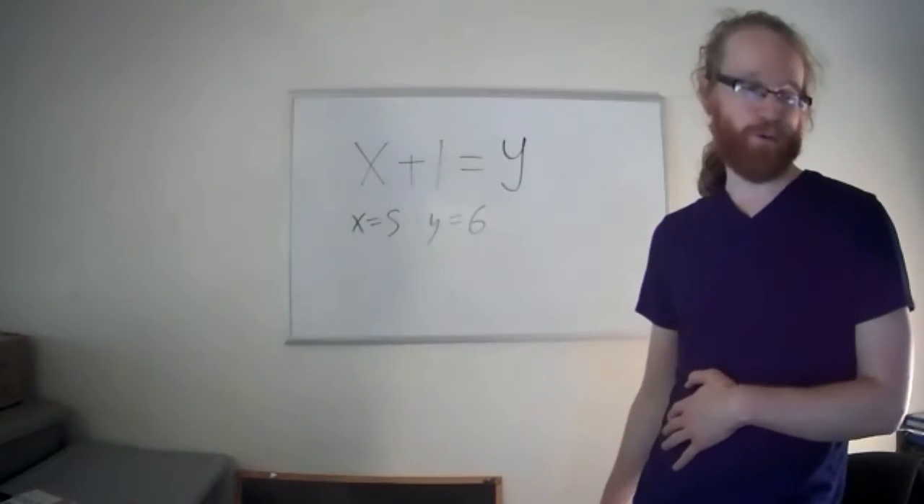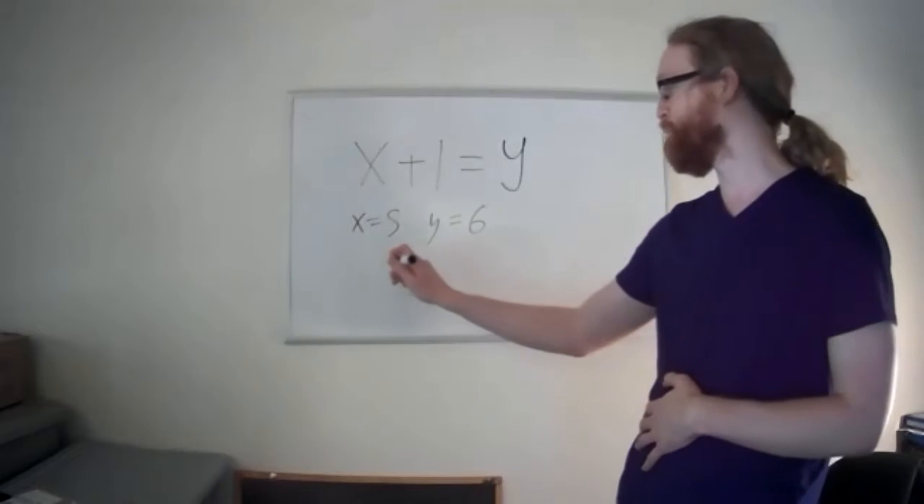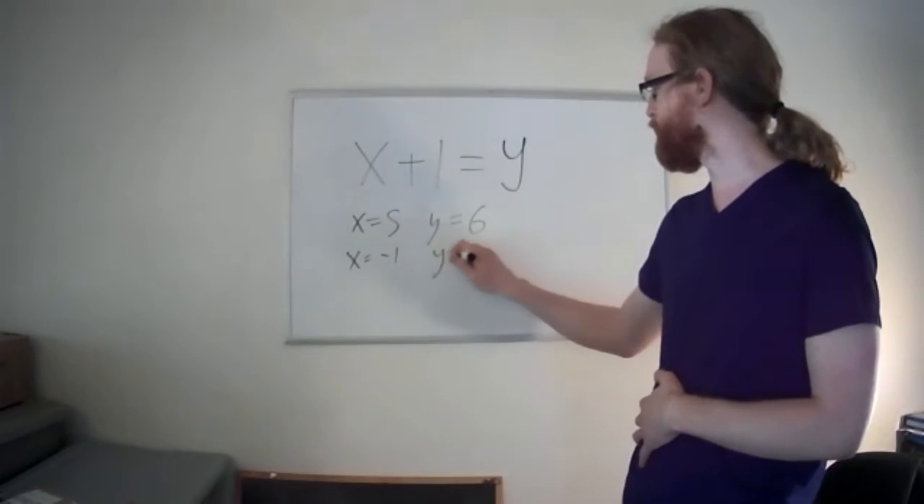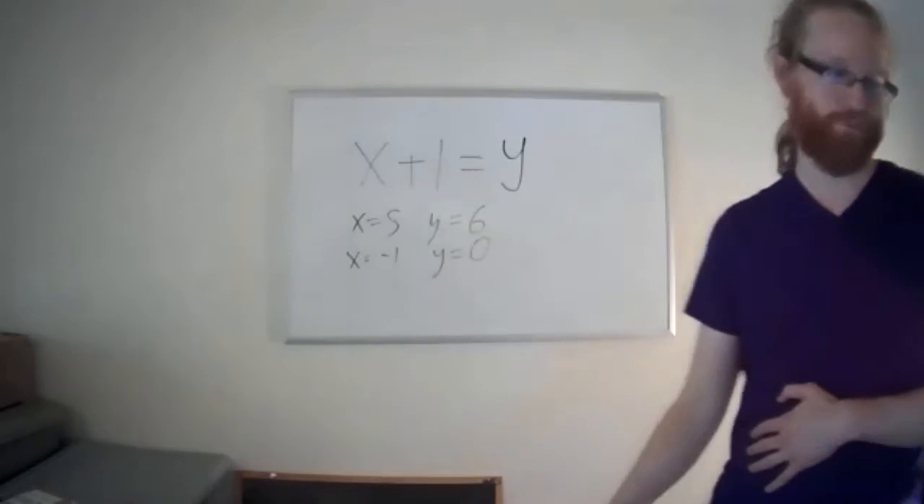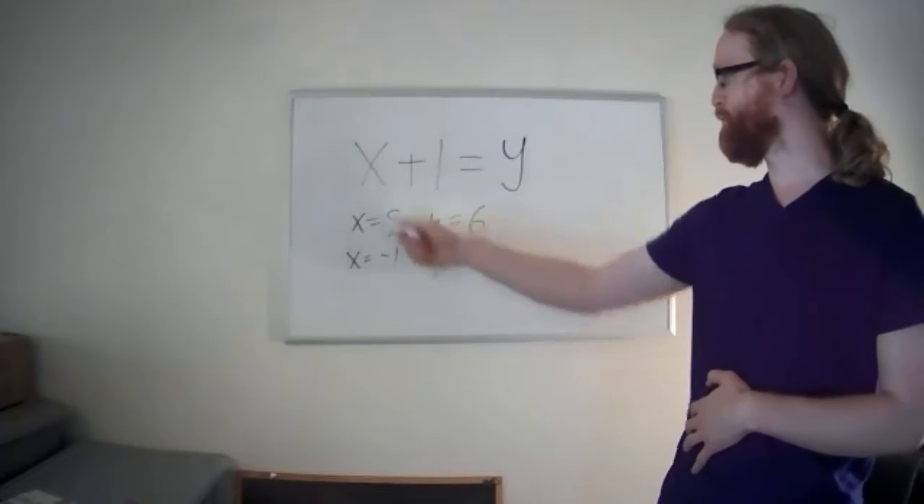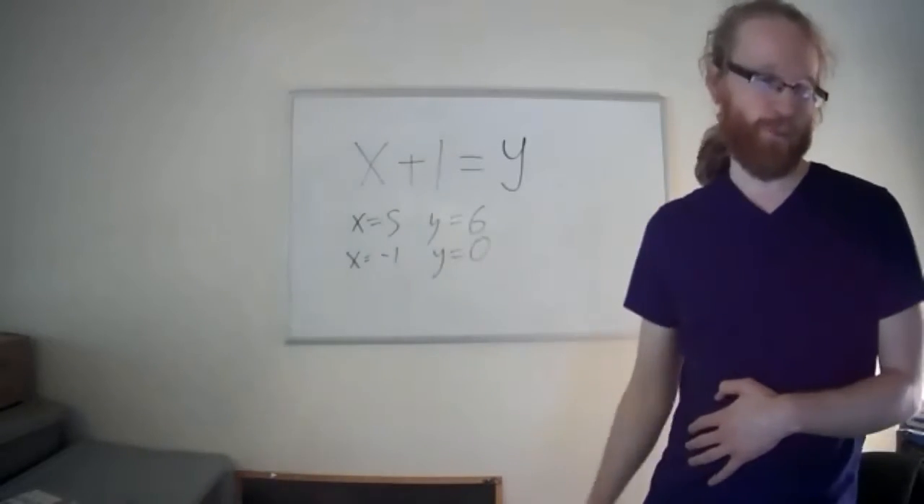And I could ask for another one. In fact, we know another one because of what I had on the board earlier. I'll tell you guys another one. I could do x equals -1 and y equals 0. From what I had on the board before, we know this is a solution. -1 plus 1 is 0. So already I see I have two solutions here.